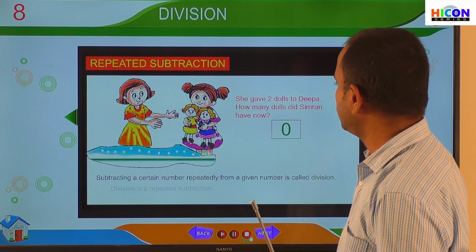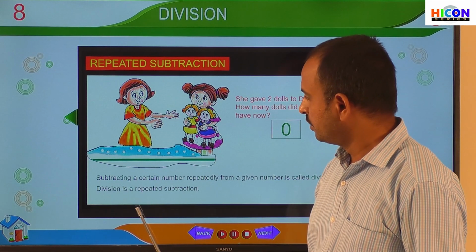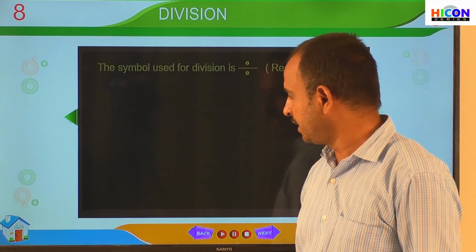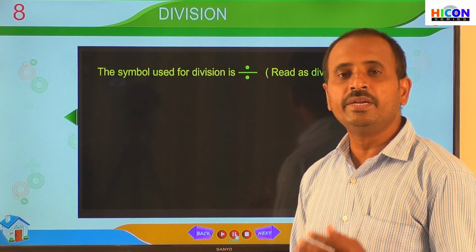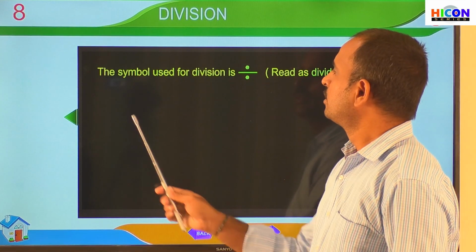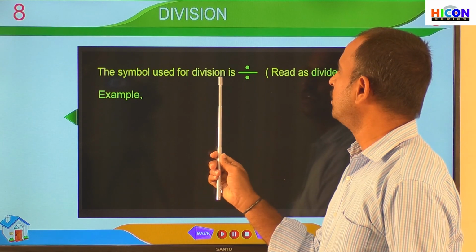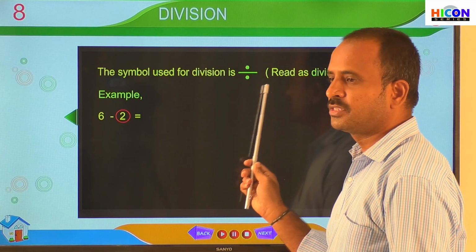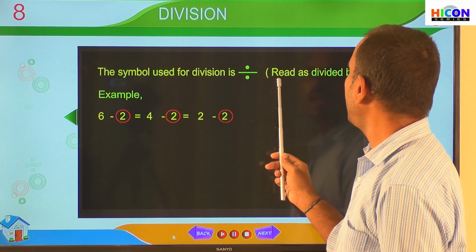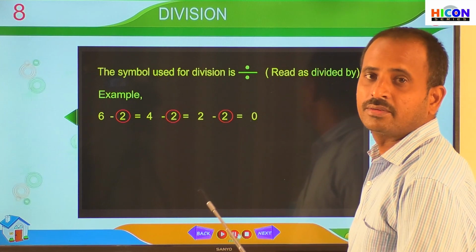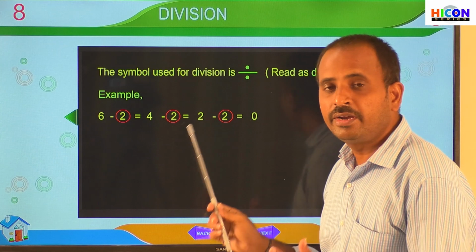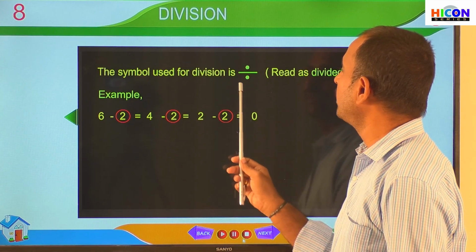Children, look at the next picture. Division is a repeated subtraction. That's why division is called repeated subtraction. So children, look at the screen. The symbol used for division is this. It can be read as divided by. Read it as divided by. And this is the symbol for division.